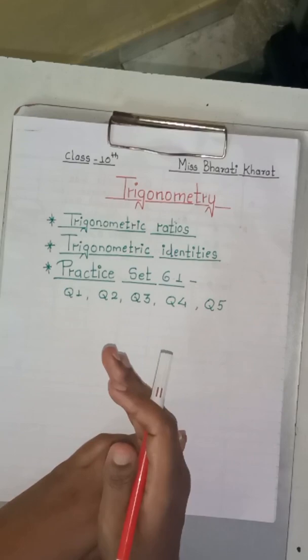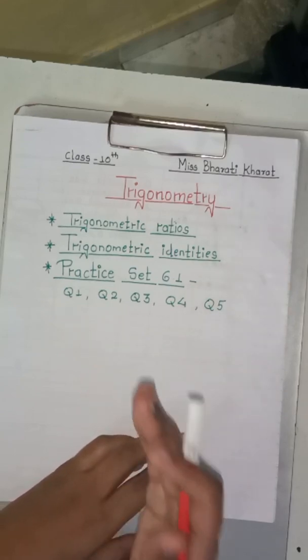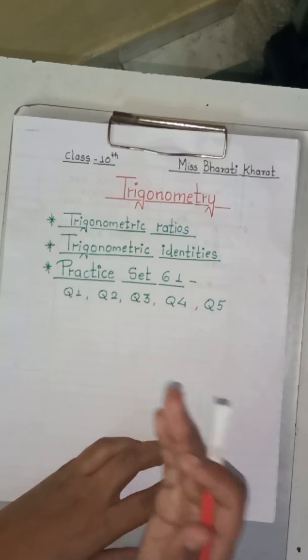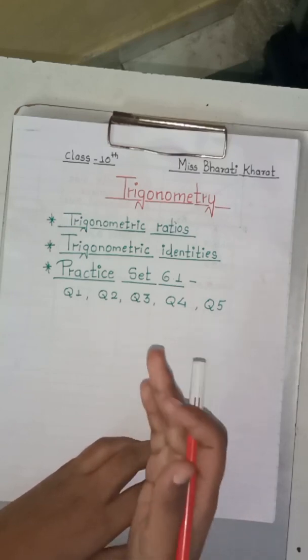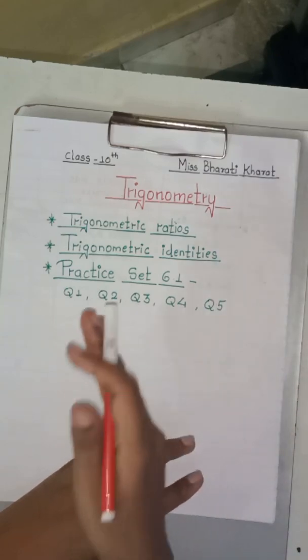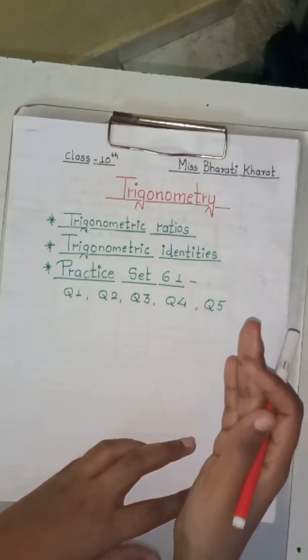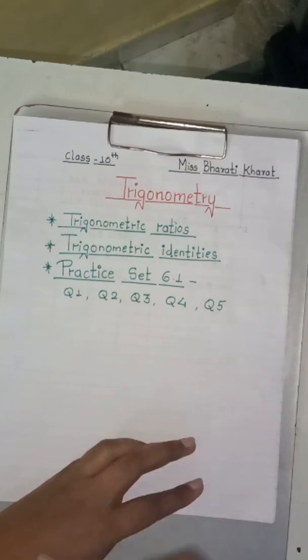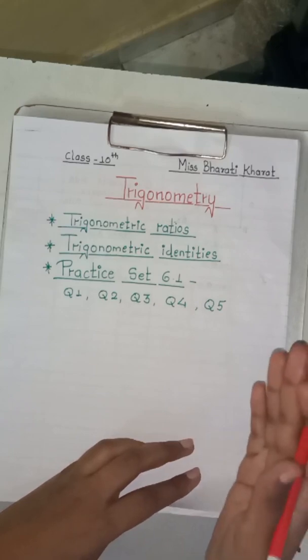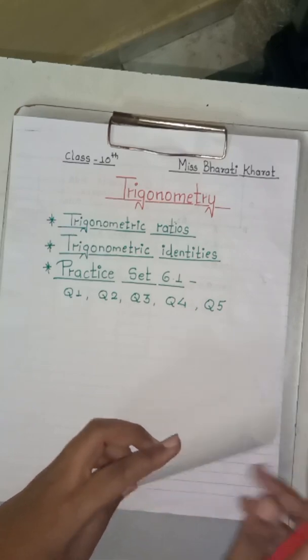That is trigonometry. In this session we are going to study some trigonometric ratios as well as some trigonometric identities. Today we shall also go through practice set 6.1. In this practice set we are going to study from question number 1 to question number 5. Question number 6 we shall continue in the next session, as question number 6 contains 12 questions in it. So without wasting our time, let us start with the topic.